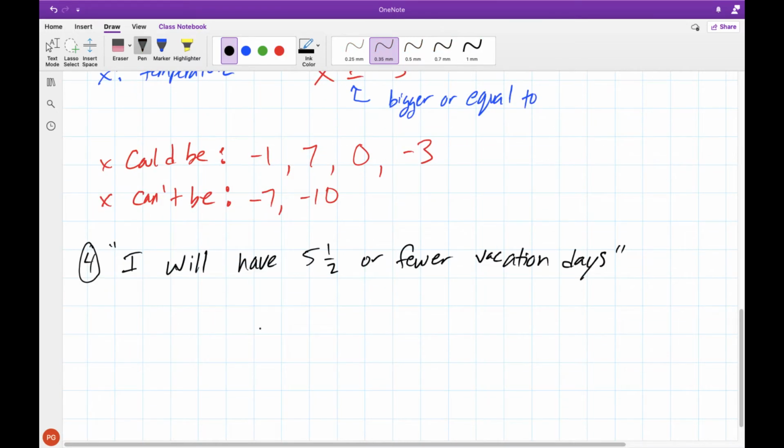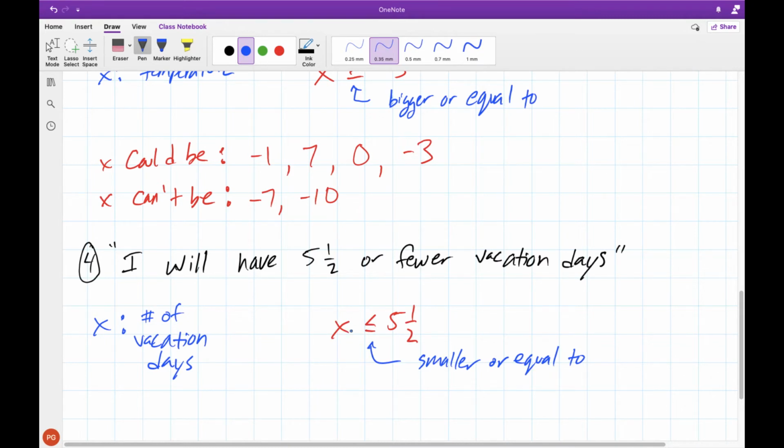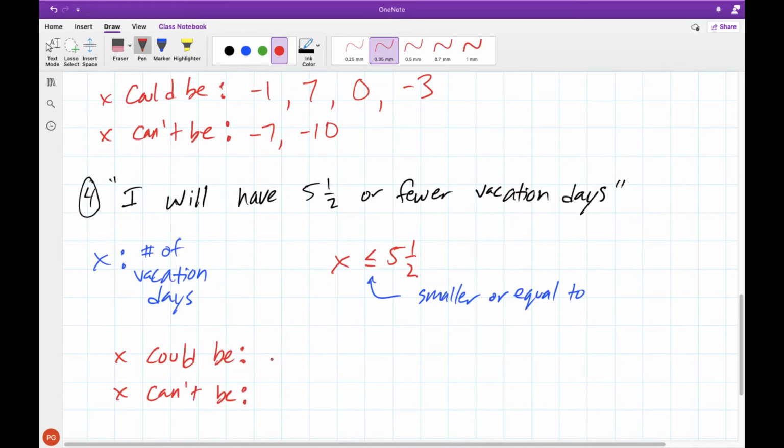For our last one here, I will have 5.5 or fewer vacation days. If we call x the number of vacation days, this symbol means that x is smaller than or equal to 5.5, because we know it's 5.5 or fewer. So x could be any number smaller than that, like 2 or 4.1. It could also be equal to 5.5 exactly. X can't be bigger, so it couldn't be 6, couldn't be 6.9, it couldn't be 9.25. Nothing bigger than 5.5.